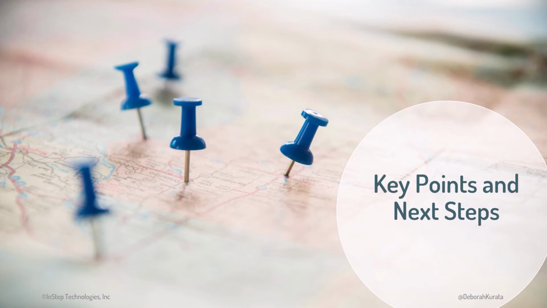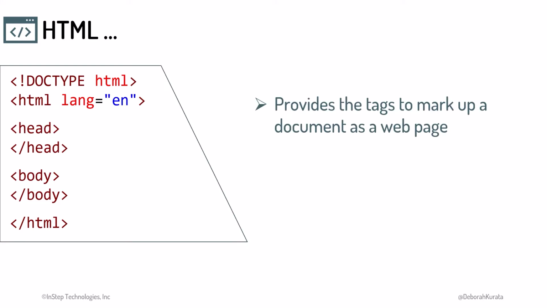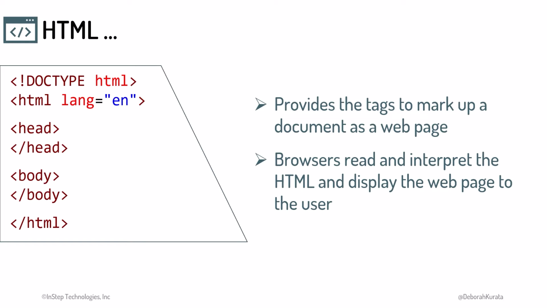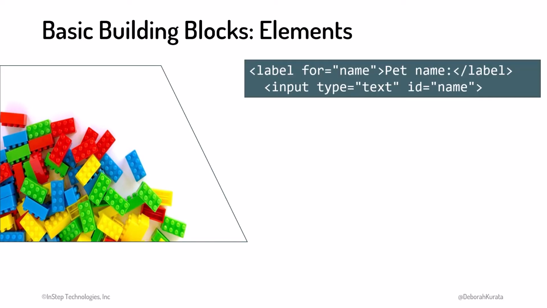As we finish this course, let's outline some key points and look at next steps. HTML, or hypertext markup language, provides the tags to mark up a document as a web page. Browsers read and interpret the HTML and display the web page to the user. The basic building blocks of HTML are elements with their attributes.